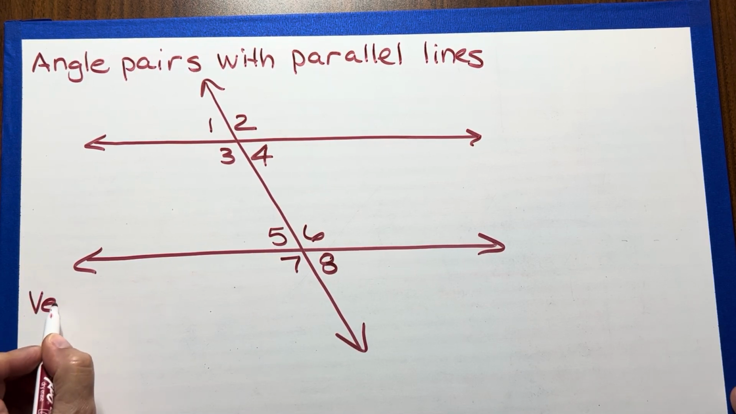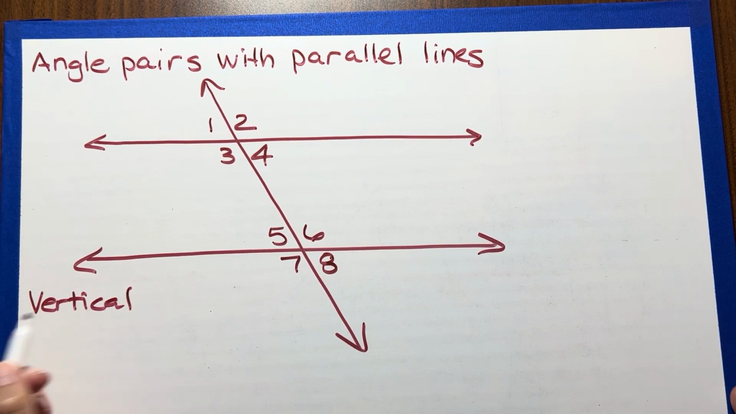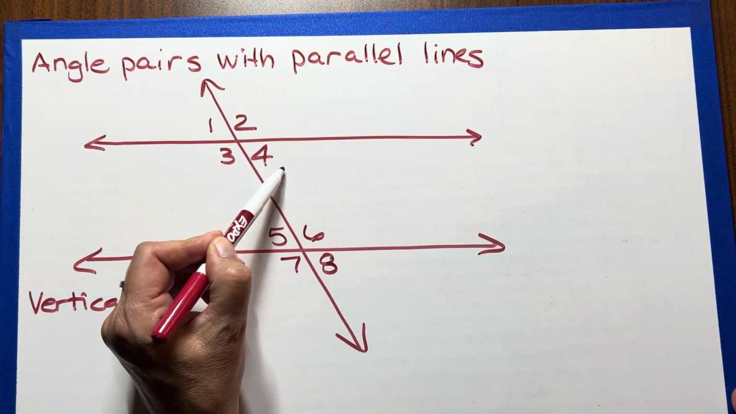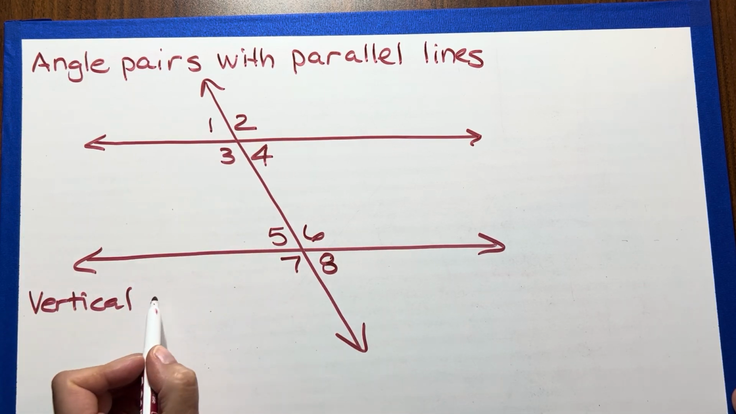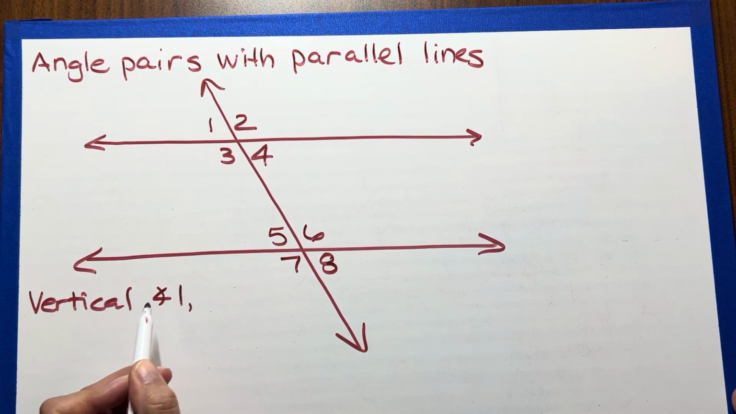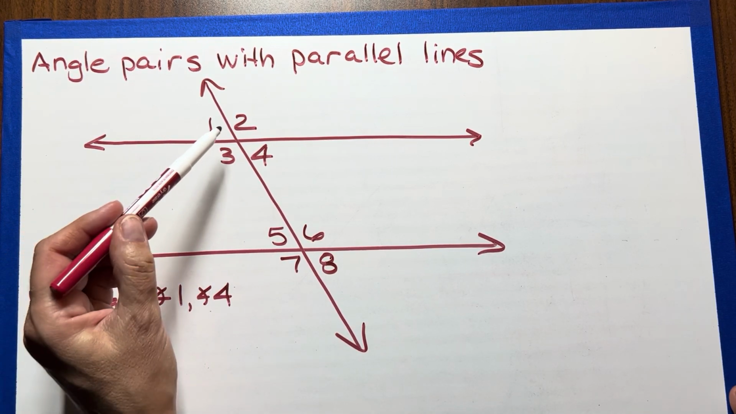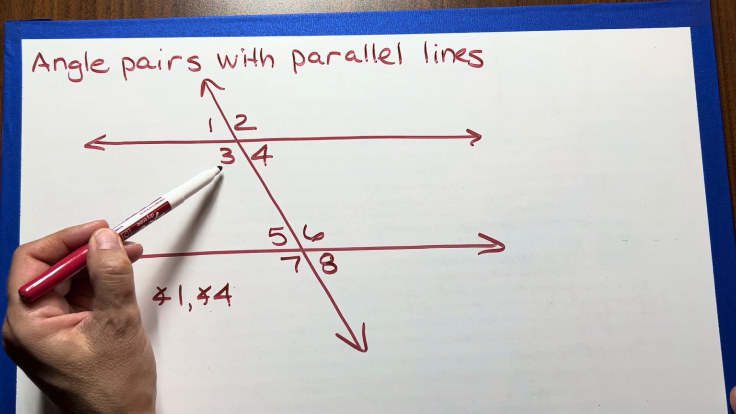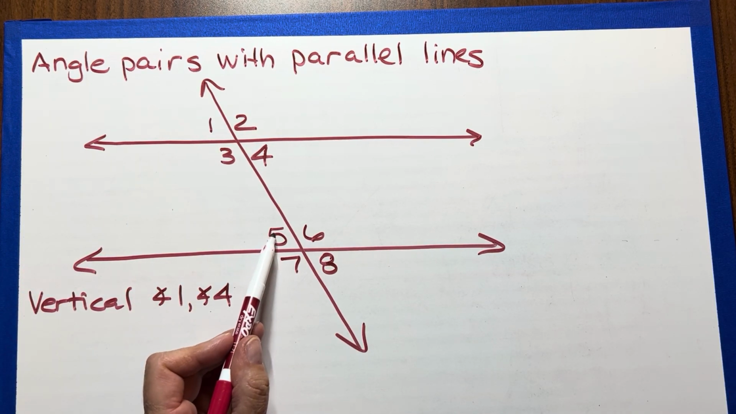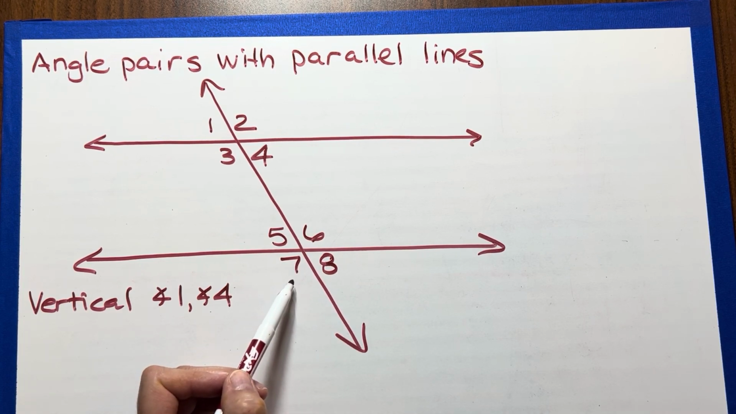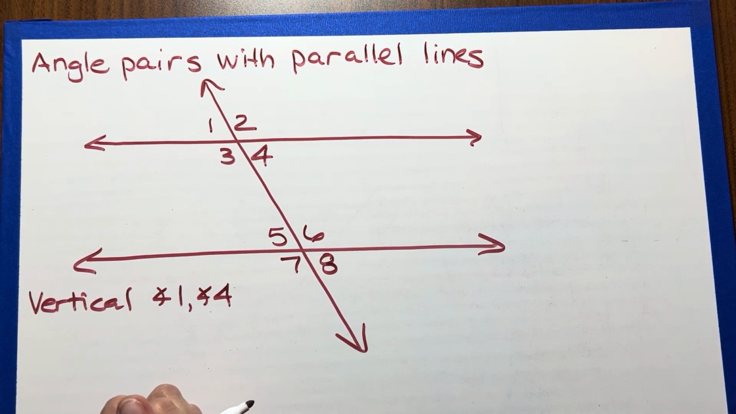So the first kind of angle pair are vertical angles. Vertical angles are two angles that are diagonal from each other. So in this case, one set of angles that are vertical would be angle 1 and angle 4. Another set would be angle 2 and angle 3. And down here would be angle 5 and angle 8, or angle 6 and angle 7. So there's 4 different sets of vertical angles in this particular drawing with parallel lines.